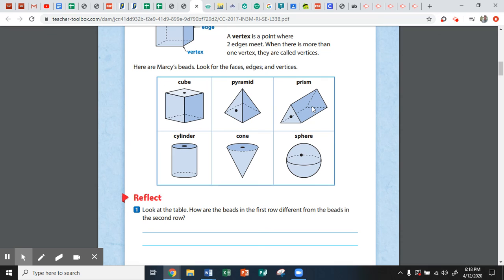Now, the beads in the second row actually have rounded surfaces. A cylinder would be almost like a canned good that you would buy from the store. This would be a rounded surface here. A cone has a rounded surface, and so does a sphere. I could technically roll all three of these shapes right here in the second row. So again, the answer to number one: the beads in the first row have only flat surfaces, and the beads in the second row have rounded surfaces.